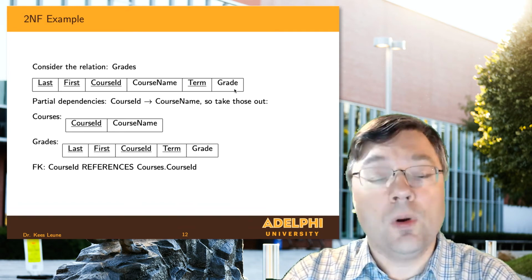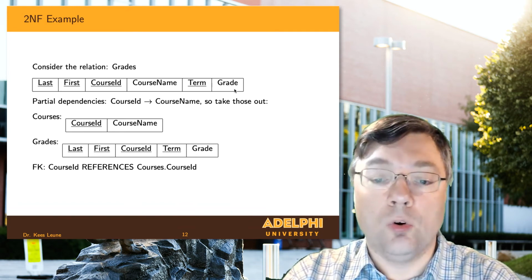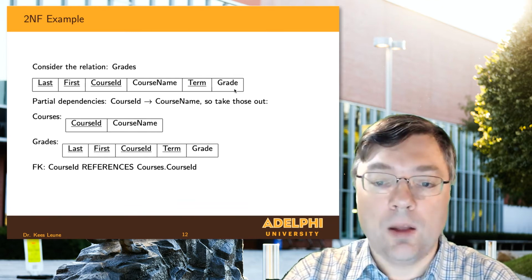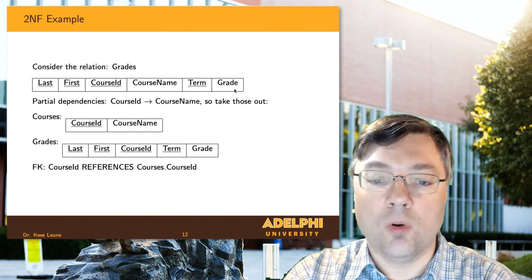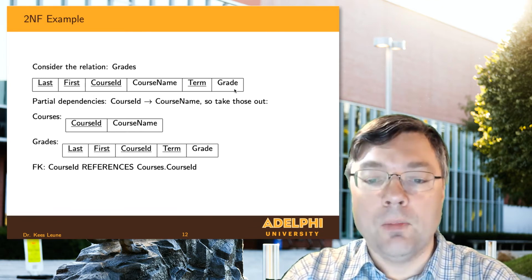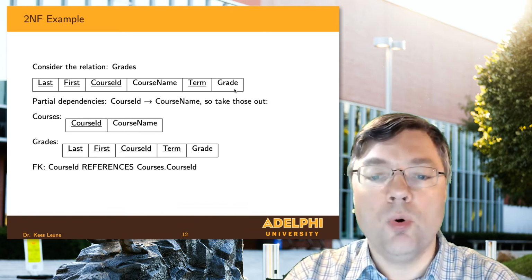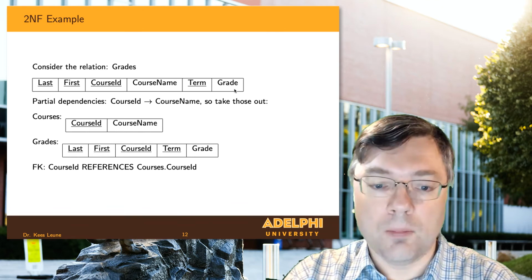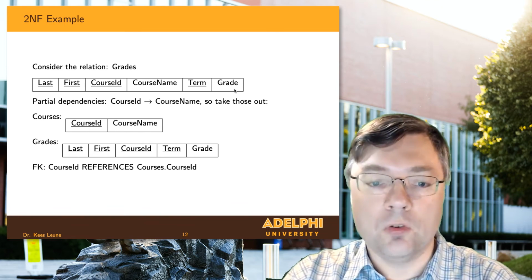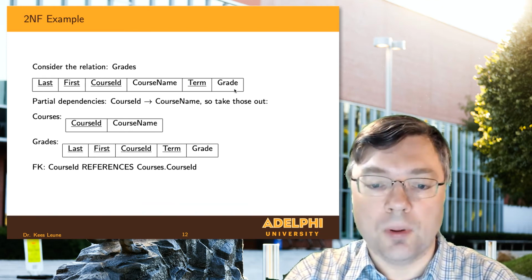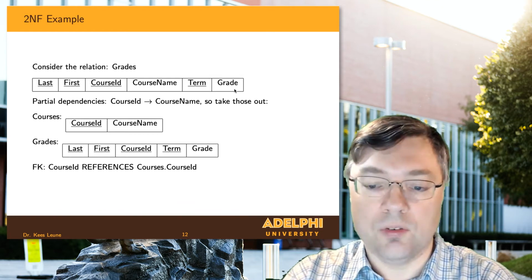So that means I'm going to create a new table called courses. And in that I'm going to take my determinant and all of its dependents. So in this case only course ID and course name go into a new table. That means that all the dependents, so in this case only course name, can be removed from my original relation. And that means that the grades table is also updated to last, first, course ID, but then only with term and grade. We have course name removed from it because that was moved to a different relation.